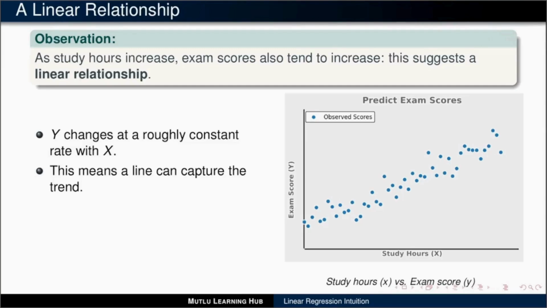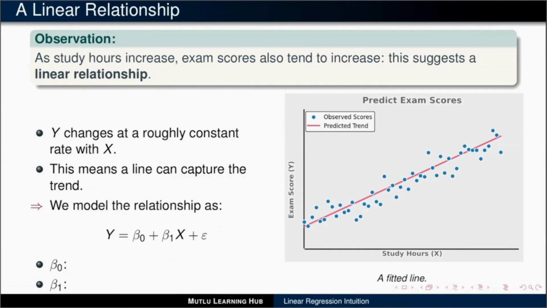Looking at our data, we can already notice a clear pattern. As study hours increase, exam scores also tend to go up. This suggests there is a linear relationship between the two variables. That means y, the exam score, changes at a roughly constant rate with x, the number of study hours, so a straight line can capture this trend quite well.